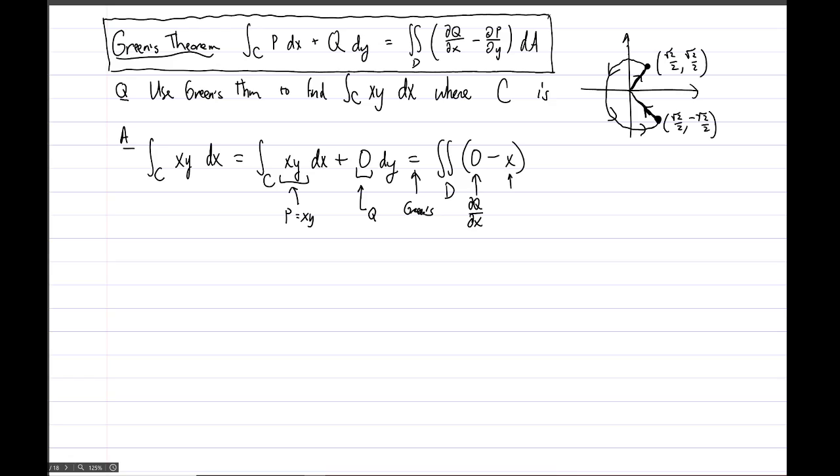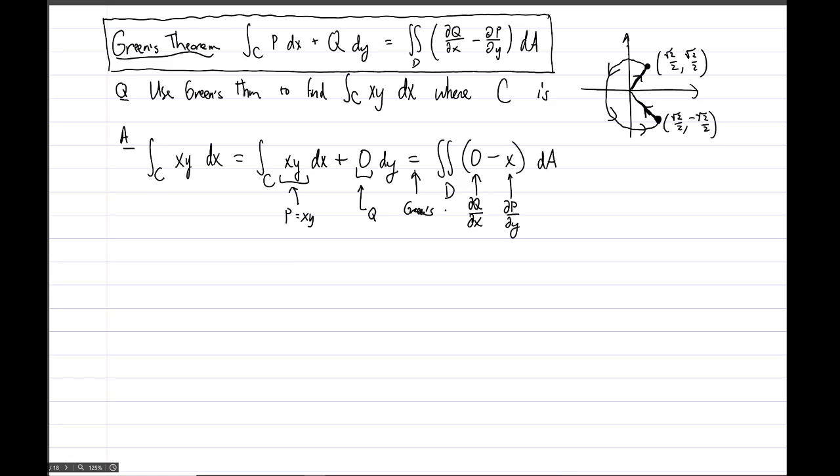Okay, so let's maybe notate here. The minus sign was copied from Green's theorem, but the x is the result of the partial derivative of P with respect to y. And let's copy the dA that's right here.